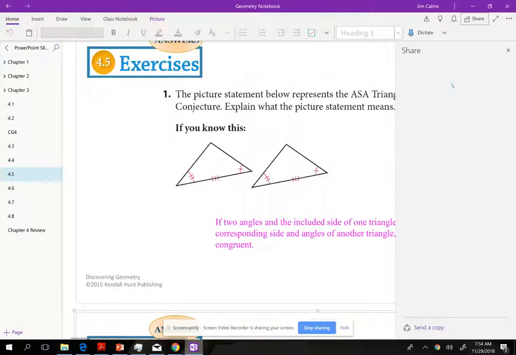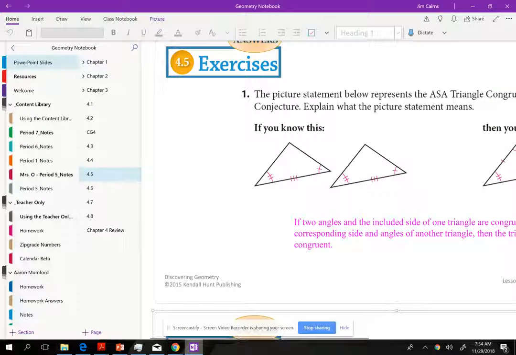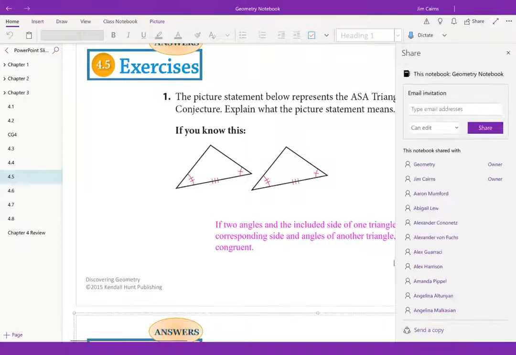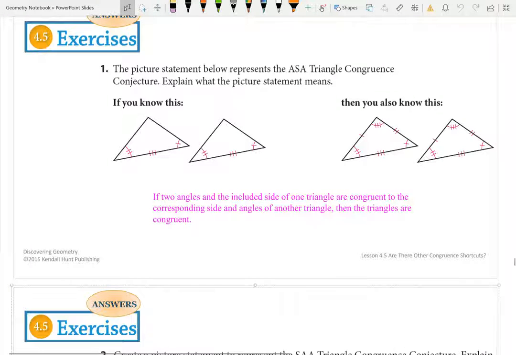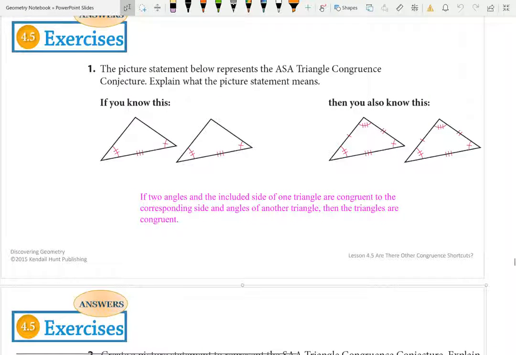Okay, I'm going to go over the 4.5 homework, starting with numbers 1 through 5, and then 9, 11, 13, 17, and 20.